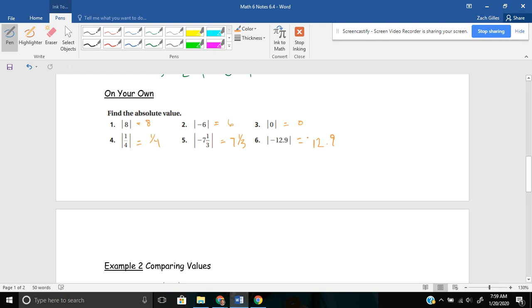Notice how my answer is just this number. Sometimes I'll have students put an answer, like if they saw the absolute value of -6, they'd say, well, that's 6. Don't include these in your answer. Those two parallel bars are saying find the absolute value of the number inside.